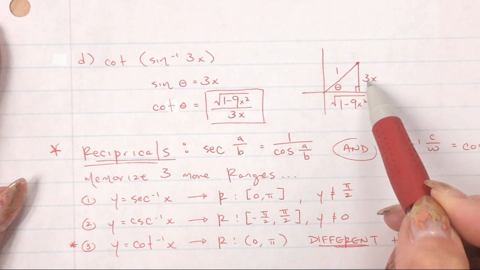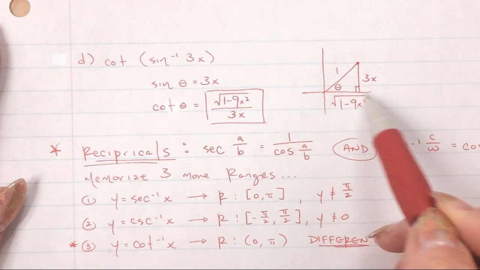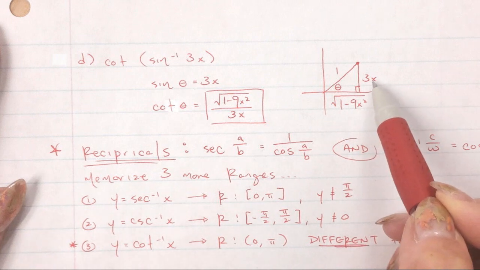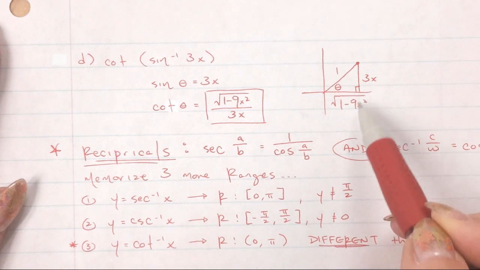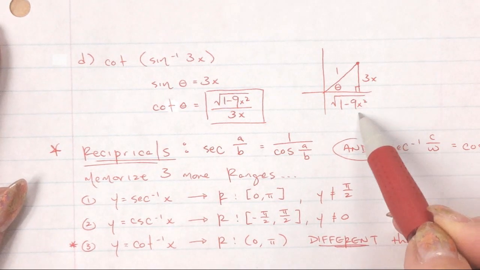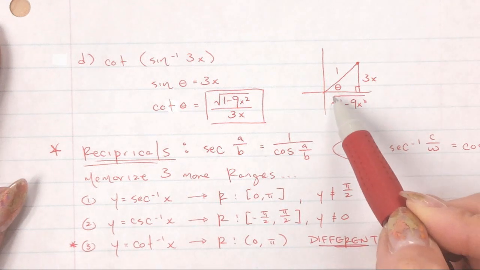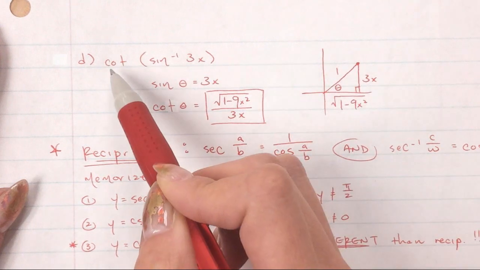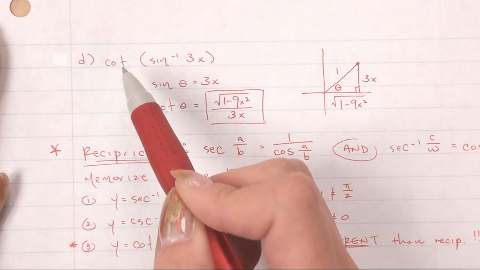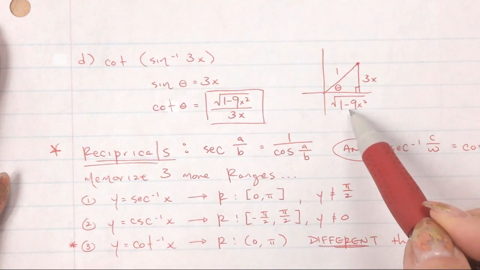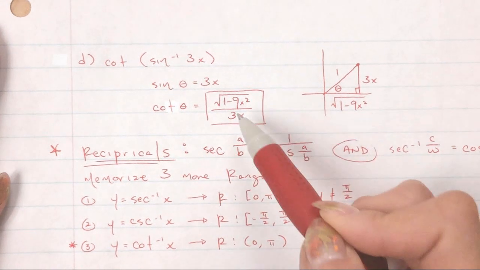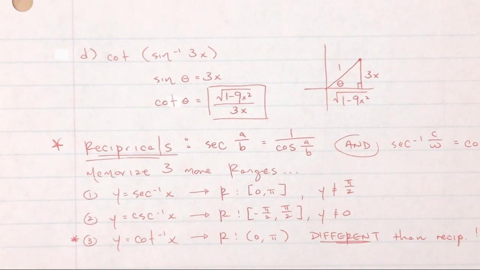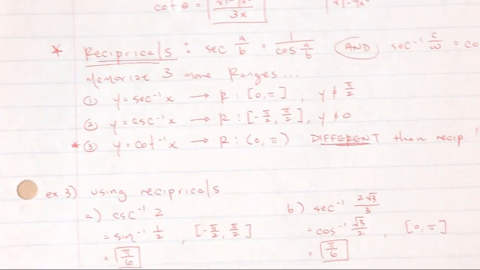I do a squared plus b squared equals c squared, and then I get the square root of 1 minus 9x squared. If you do this on your own, what a lot of people do is they write 3x squared because they forget to square the 3. So it's really 9x squared. Okay, so then I do cotangent of this. The cotangent is x over y. So x over y is just going to be that. Done.